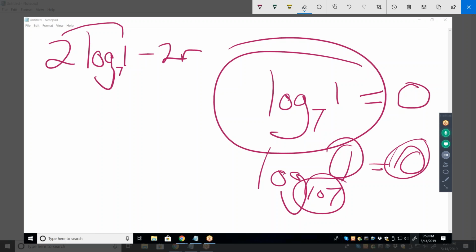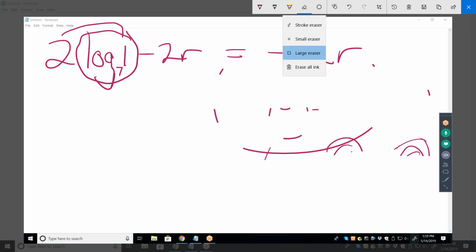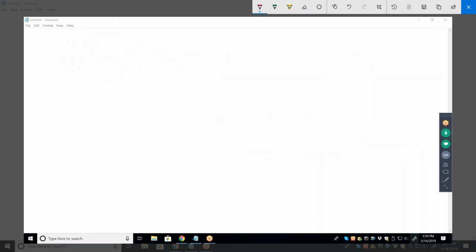So I don't even have to do that first step here. I know that this part is 0. 2 times 0 is 0. So the answer is minus 2r. So sometimes you can bypass that step if you want, especially if it's a 1. What else, Deb?